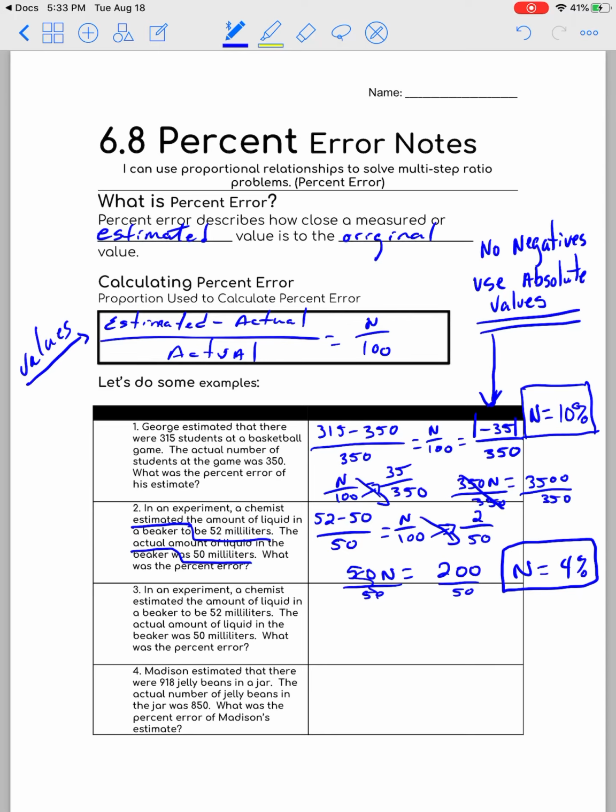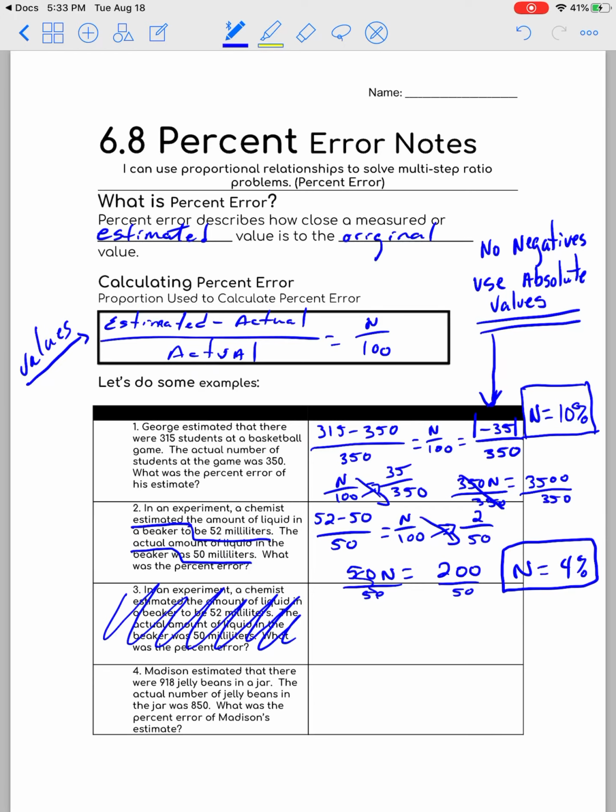Now, let's look at number 3. Uh-oh, number 3 is the same as number 2. So that's not going to work. Let's look at number 4. We'll just scribble that one out. We'll have to fix that. Sorry, guys. Okay, let's look at number 4.